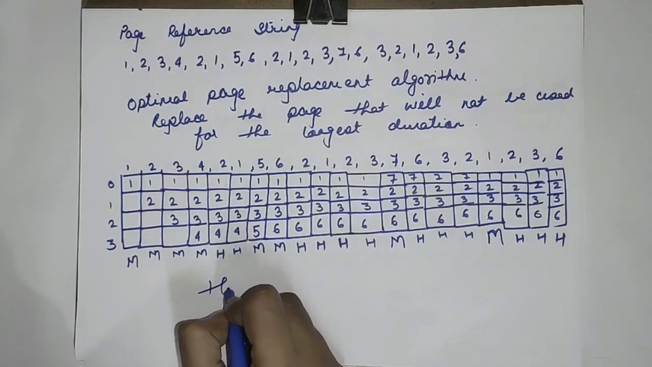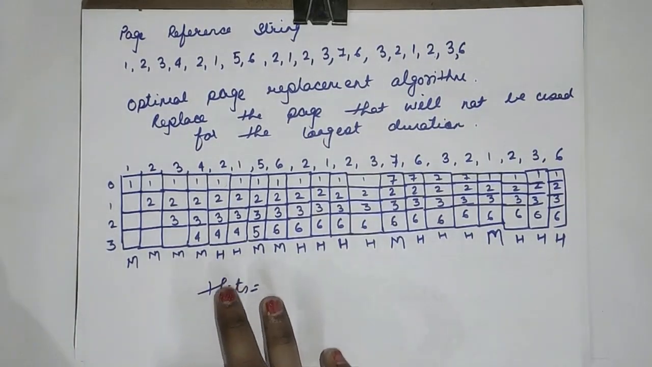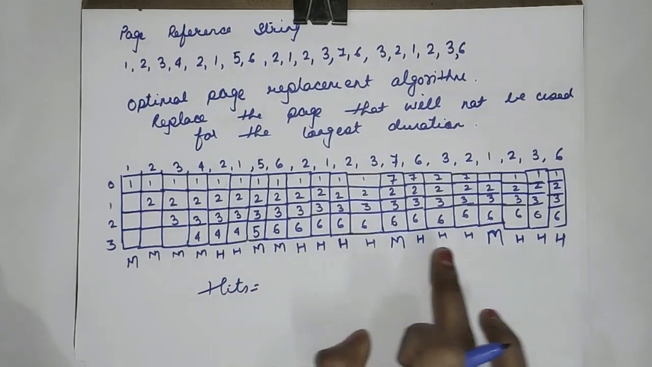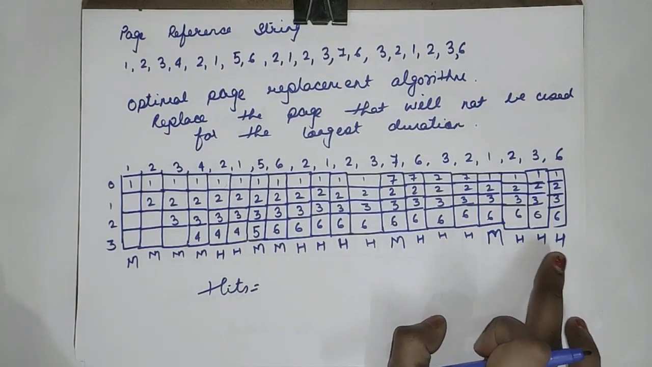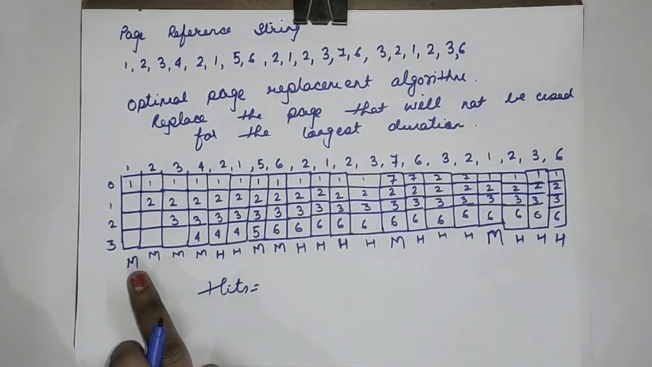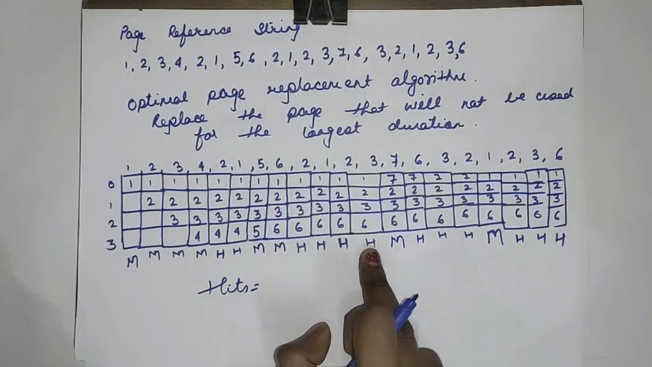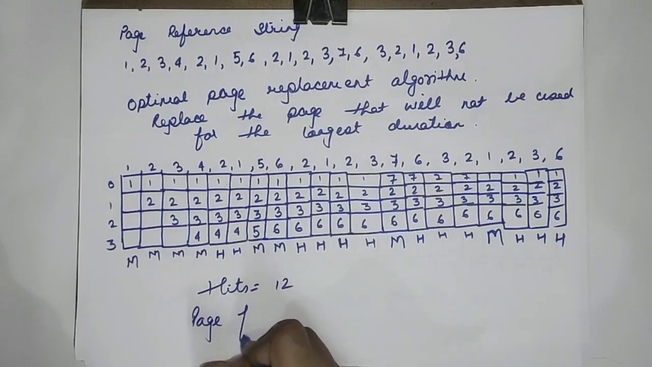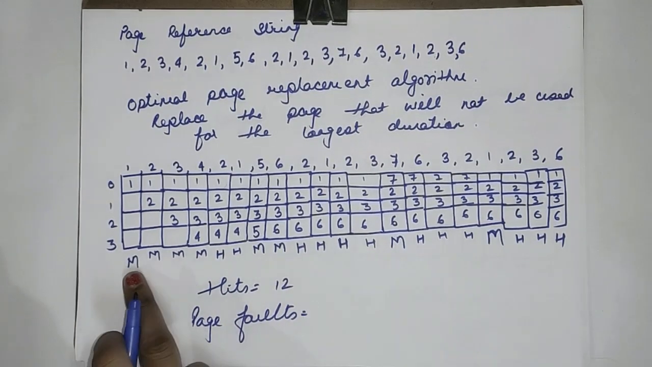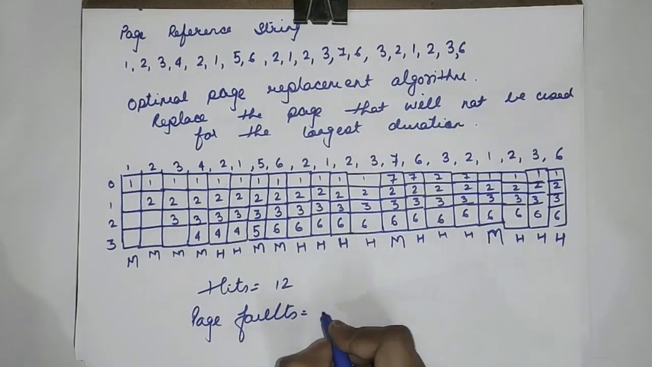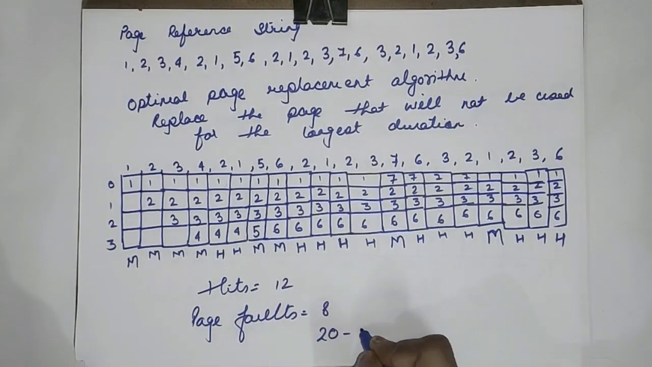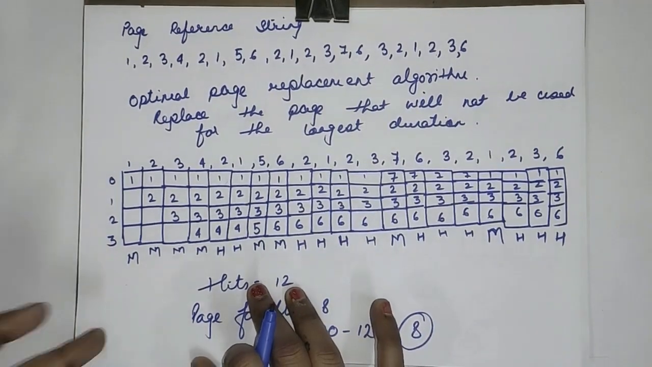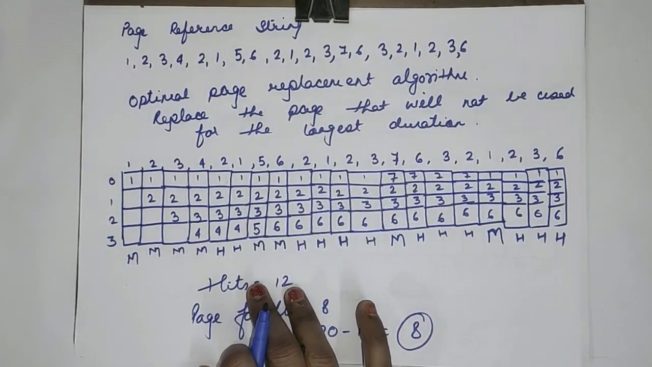So here the total number of hits you got is, you can count, 1, 2, 3, 4, 5, 6, 7, 8, 9, 10, 11, 12. Let's count it one more time: 12. And the number of page faults you got is 1, 2, 3, 4, 5, 6, 7, 8. So obviously this is 20 minus 12, which is 8. Optimal page replacement is the best, because I can look into the future and see which particular page is not being used for the longest duration, and then you replace that particular page.